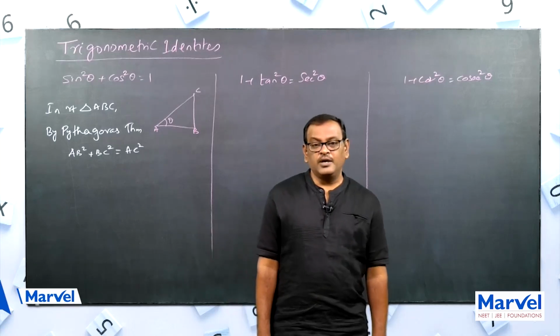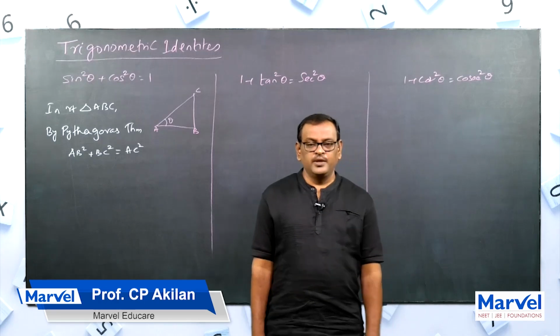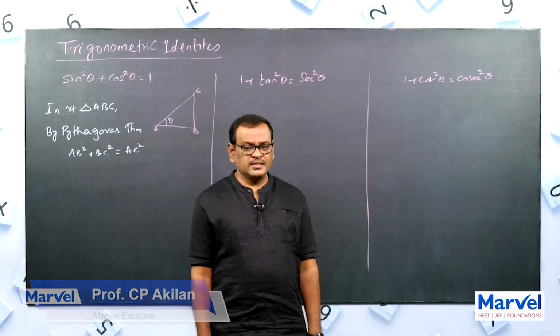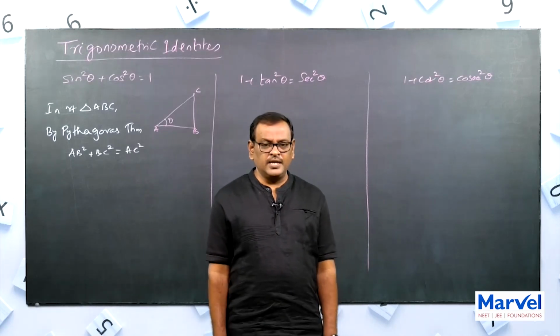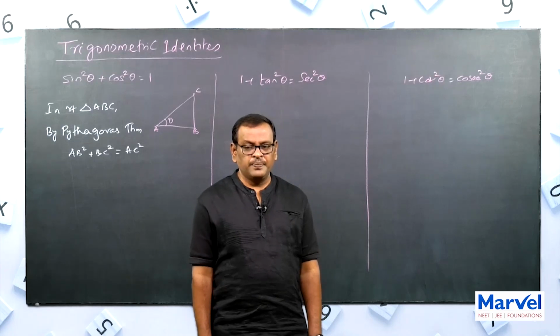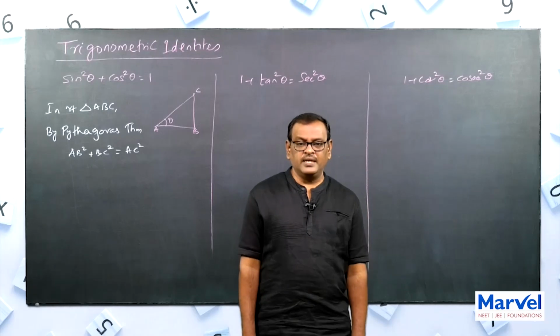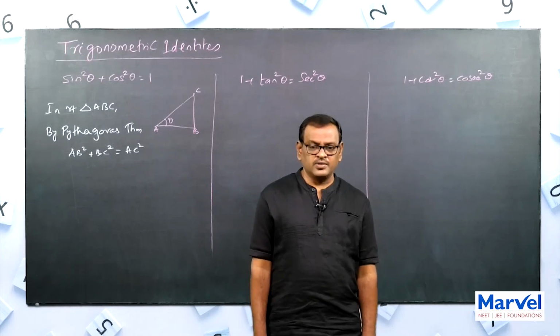Hello students, now I am going to teach trigonometric identities, basic concepts, and using these identities how to prove trigonometric identity problems. In this concept you have three basic identities. One is sin square theta plus cos square theta equal to 1. A second identity, 1 plus tan square theta equal to secant square theta, and third identity, 1 plus cot square theta equal to cosecant square theta.